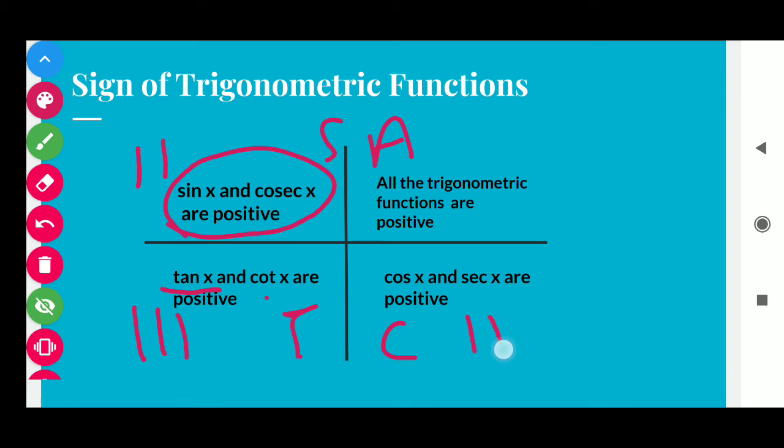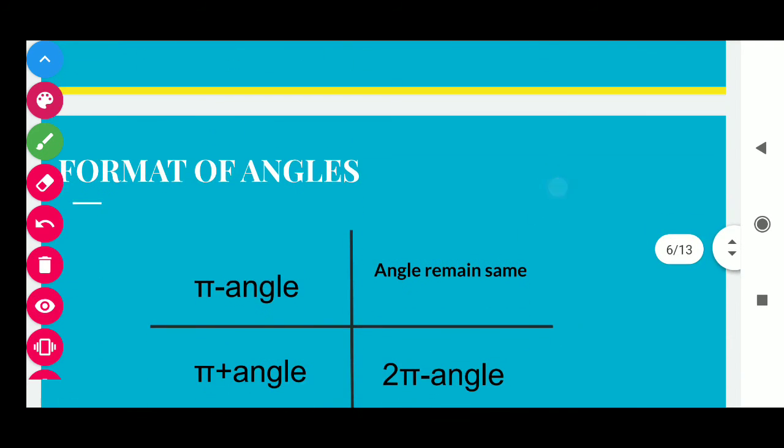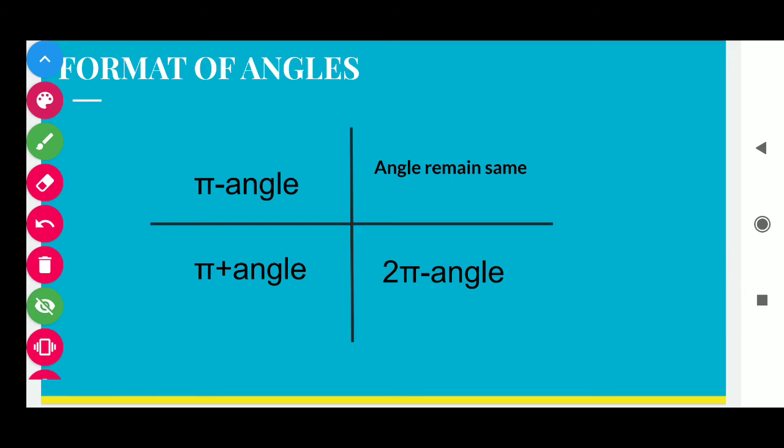Similarly, here we have the fourth quadrant. In the fourth quadrant, cos x and secant x are both positive and the rest of the four trigonometric functions are negative. Students, commit this result to memory. This is very important and very useful in this chapter. Now students, here I am sharing with you the format of angles.